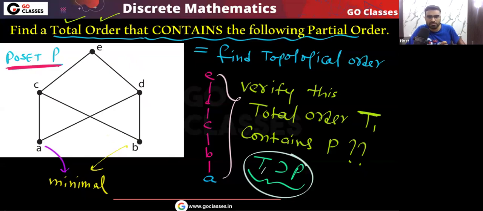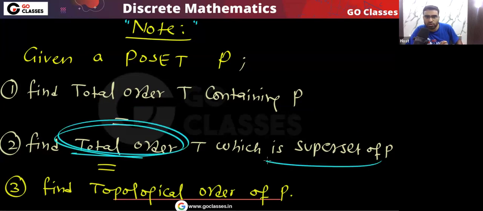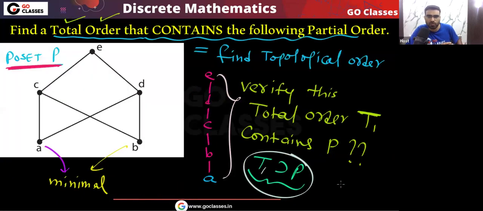Is this concept clear? Let me know. So this is the conclusion. Is this conclusion clear to everyone? Given a POSET P, if I ask you to find total order containing this P, that is same as finding total order which is superset of P, that is same as finding topological order of P. Please tell me, understood? So yes, you can verify this is correct. You can see P is a subset of T1. You can verify this.